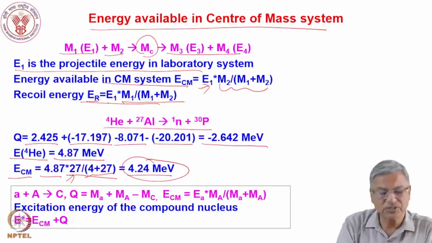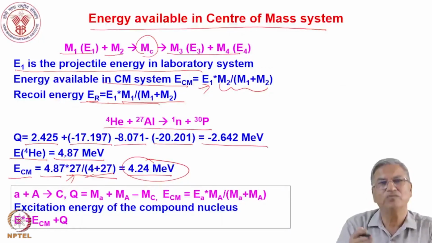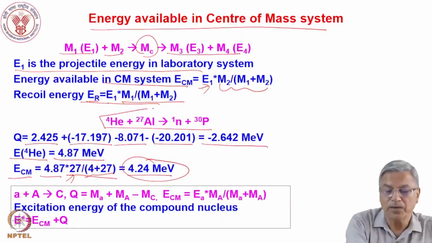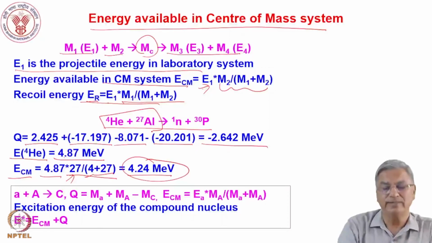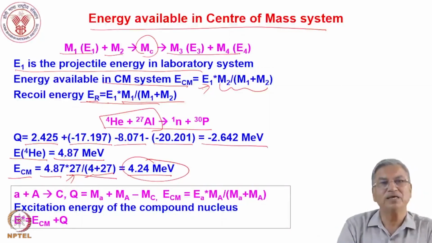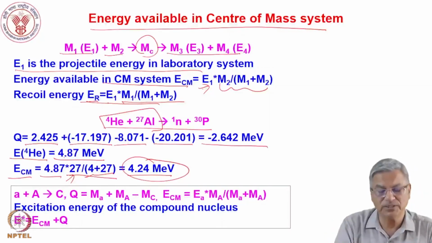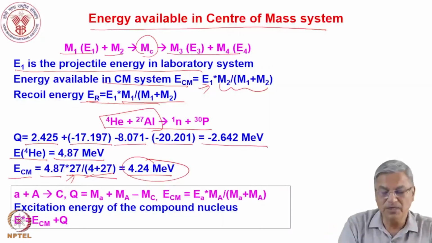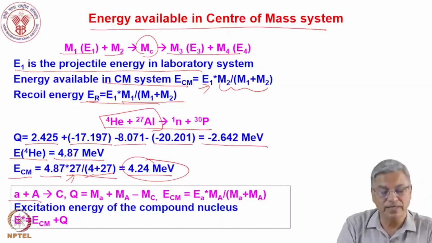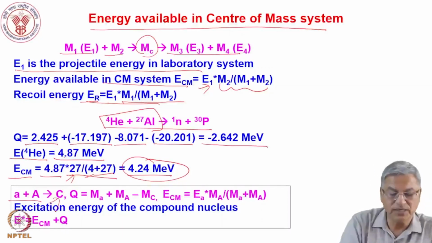We also discuss the case of a compound nucleus. Suppose projectile and target form a compound nucleus. For example, here they can combine to form phosphorus 31, and then phosphorus 31 emits a neutron. So phosphorus 31 will be called the compound nucleus. In such cases, what is the excitation energy of the compound nucleus? We also calculate it using the center of mass energy. So A plus A, projectile plus target, going to form a compound nucleus.